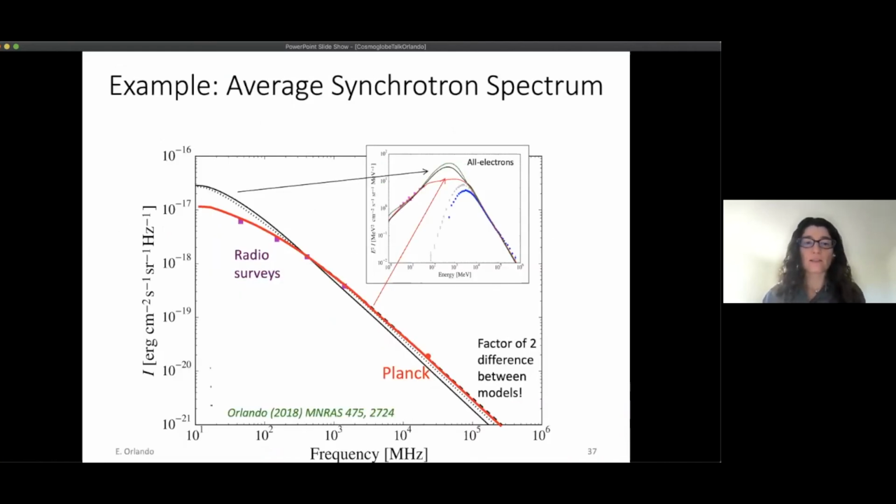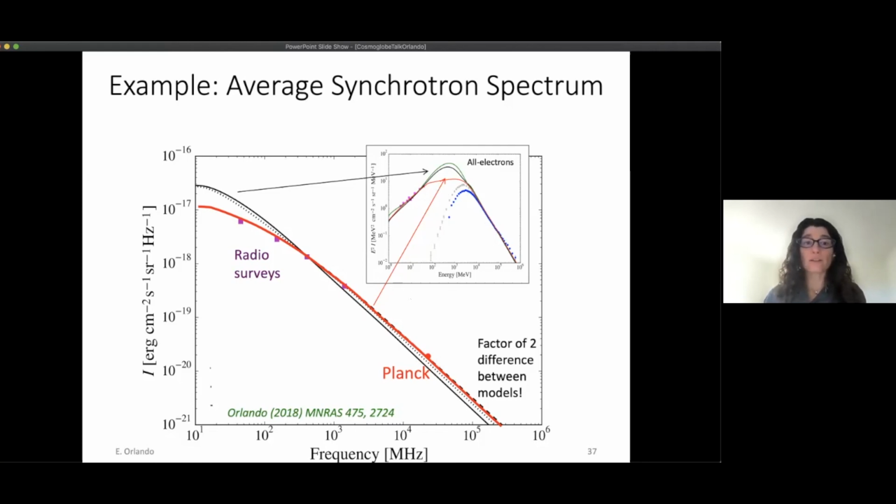This is one of the latest results. It is the synchrotron spectrum for intermediate regions that identifies the local spectrum calculated from this electron spectrum here at the top in the small box. So this is the electron spectrum, and this is the synchrotron emission spectrum. We obtained the red spectrum by comparing the gamma ray spectral data together with the latest cosmic ray measurements. And this red electron spectrum here reproduces Planck and also the radio surveys spectral data. This is the best all-electron spectrum that can actually reproduce this data.